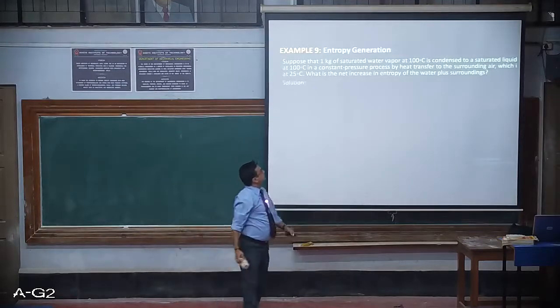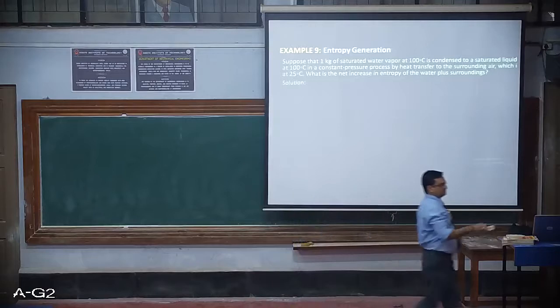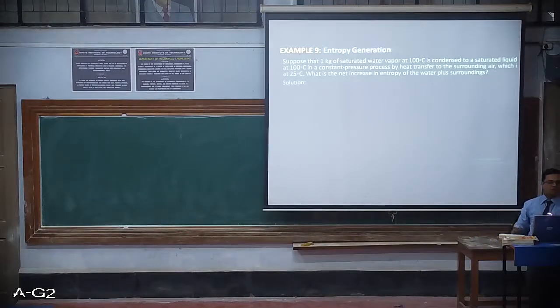Here I'll read the statement again. Suppose 1 kg of saturated water vapor at 100 degrees Celsius is condensed to a saturated liquid at the same 100 degrees Celsius in a constant pressure process by heat transfer to the surrounding air, which is at 25 degrees Celsius. What is the net increase of entropy of the water plus surroundings? So what he has asked is net entropy generation.